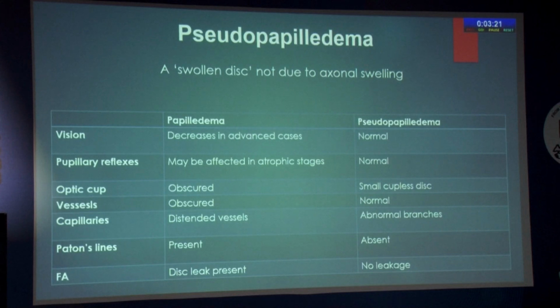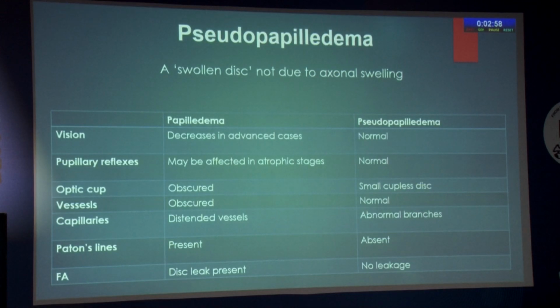Pseudopapilledema is an appearance of a disc edema when it is not actually due to an axonal swelling, and the vision may not be normal even in papilledema or raised ICT resulting in bilateral disc edema. The vision may be normal in early cases. The pupillary reflexes would be normal in both in early, but papilledema will start showing changes of visual function and pupil reflexes.